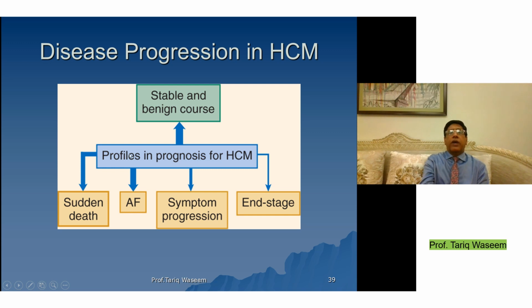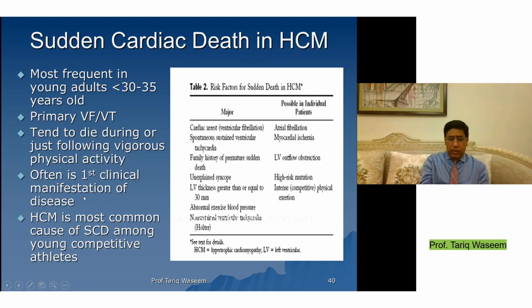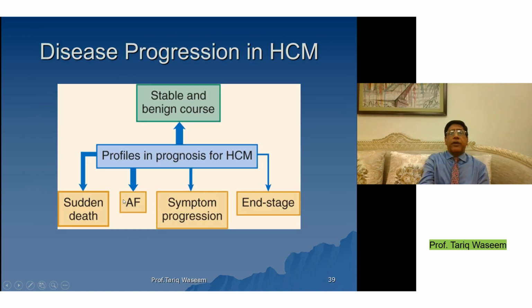But the main profile of these patients is that they are at risk of developing sudden cardiac death. They are at risk of developing atrial fibrillation. They have symptoms of progressive heart failure or syncope, and few of them may go on to end stage heart failure or frank dyspnea, pulmonary edema. So this is the picture that the majority would have an asymptomatic course.